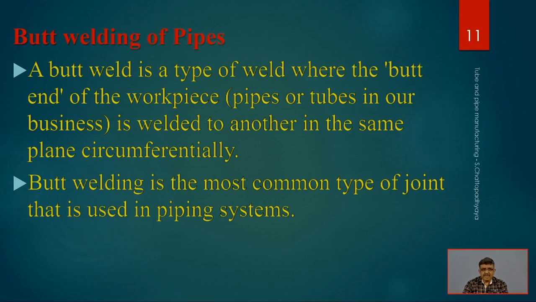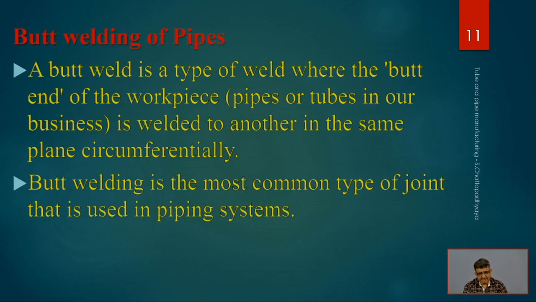And what is BART weld? It is a type of weld which is used for the non-critical pipes. A BART weld is a type of weld where the butt end of the workpiece, pipes or tubes, is welded to another in the same plane circumferentially. The circumference is joined together. And it is the most common type of joint that is used in the piping systems.